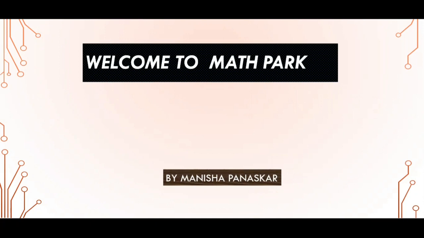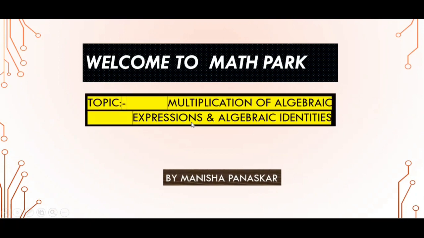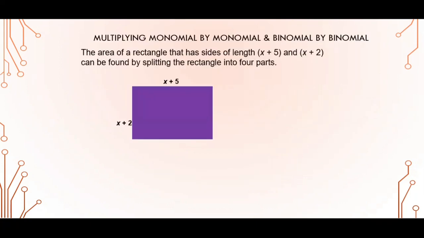In the series of algebraic expressions, we'll be learning how to multiply algebraic expressions and also how algebraic identities make the multiplication of algebraic expressions easy. So here we go, children, do watch. Another important topic, do watch till the end. So, multiplying a monomial by a monomial and a binomial by a binomial, both these things we are going to see in this slide.